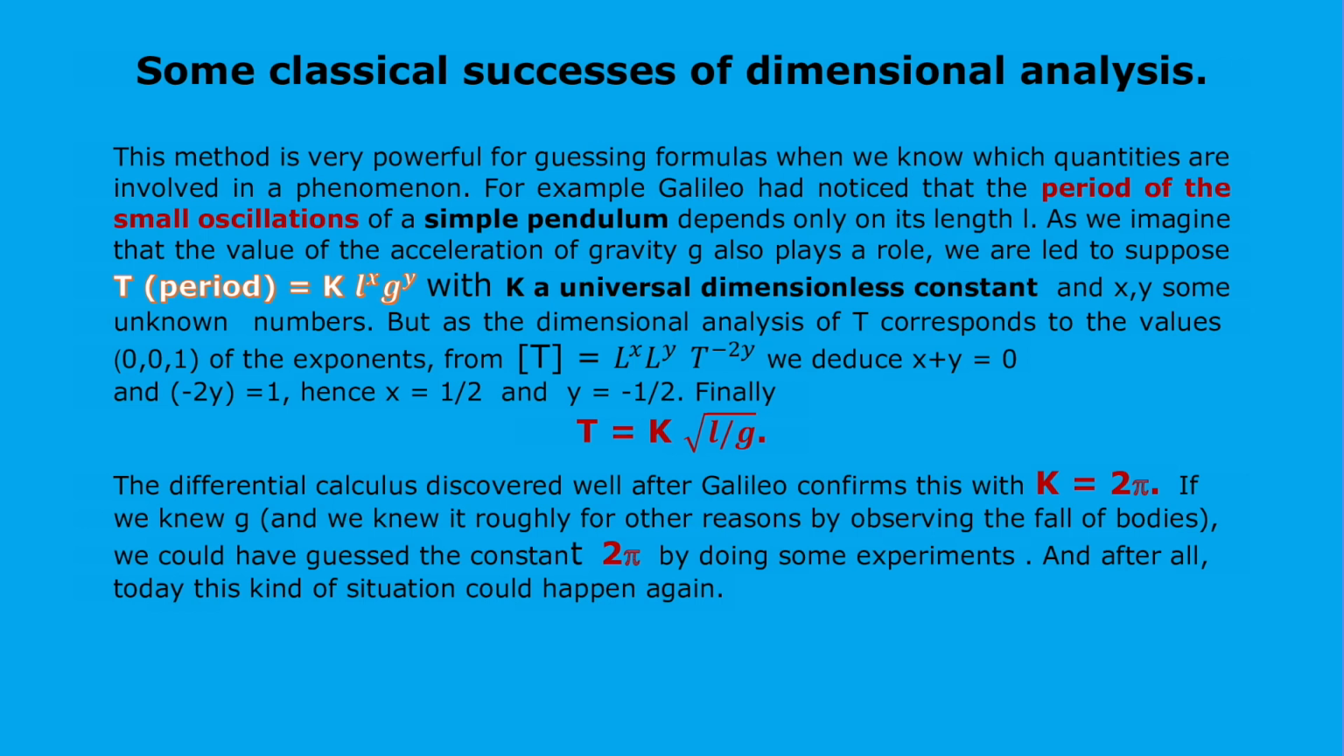The differential calculus, discovered well after Galileo, confirms this with k equal to 2 pi. If we knew g, and we knew it roughly for other reasons by observing the fall of bodies, we could have guessed the constant 2 pi by doing experiments. And after all, today, this kind of situation could happen again.